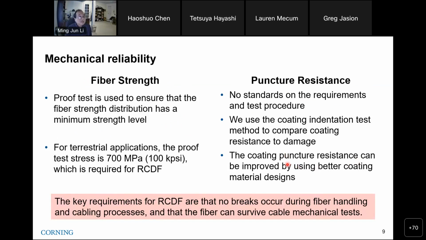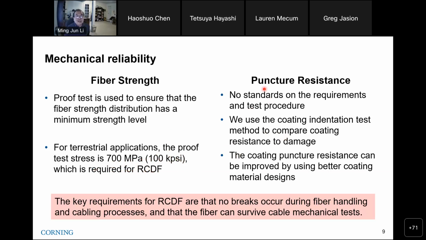For the fiber mechanical reliability, there are two aspects. One is the fiber strength. Normally we use a proof test to ensure that the fiber strength distribution has a minimum strength level. For terrestrial applications, the proof test stress level is 700 megapascal or 100 kpsi. This requirement has to be met by the reduced coating diameter fiber.